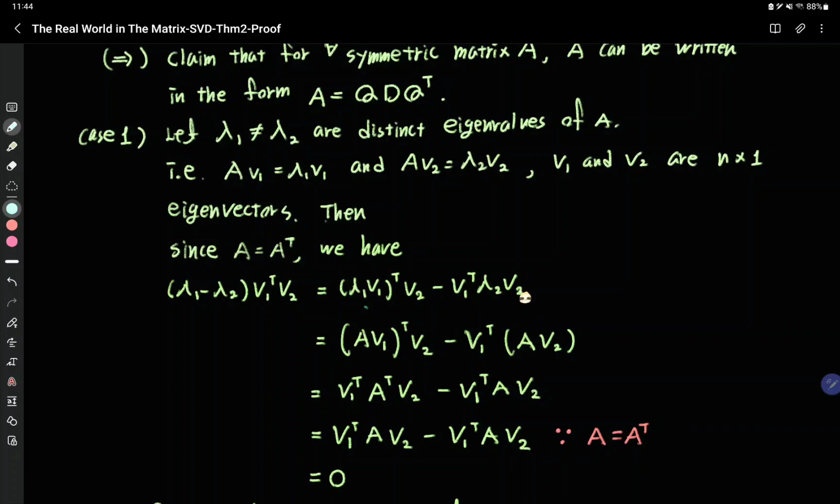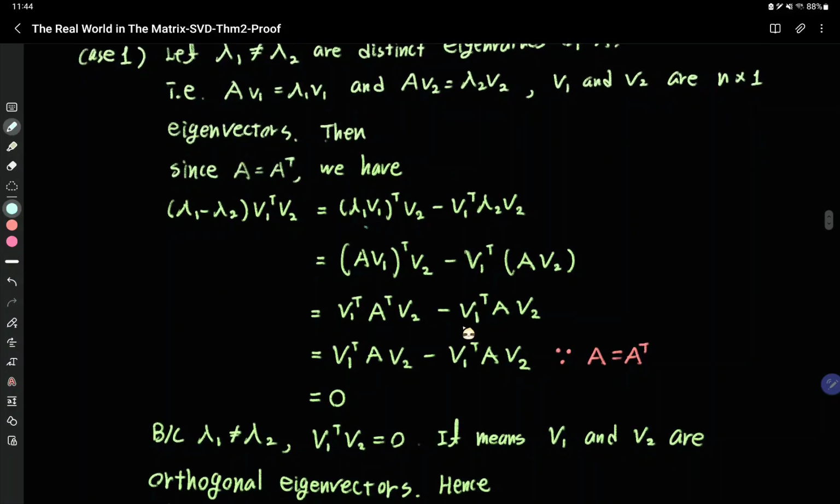And here lambda 2 v2, we can say this is A v2, right? Okay, so then here we take the transpose: transpose of A v1, we're going to get v1 transpose A transpose v2, and then the right hand side, the second term, just copy it here. Then we got this. These two terms are identical, right? So it turns out to be 0.